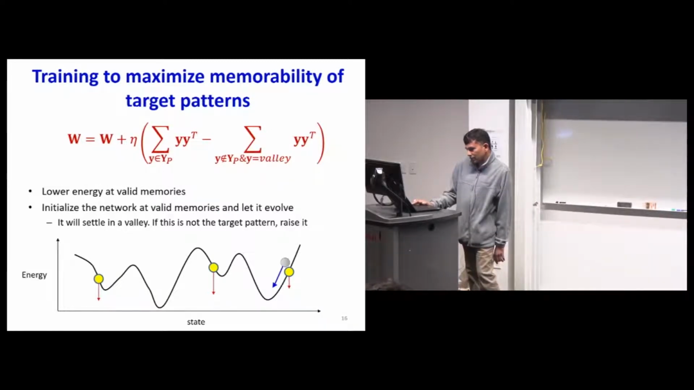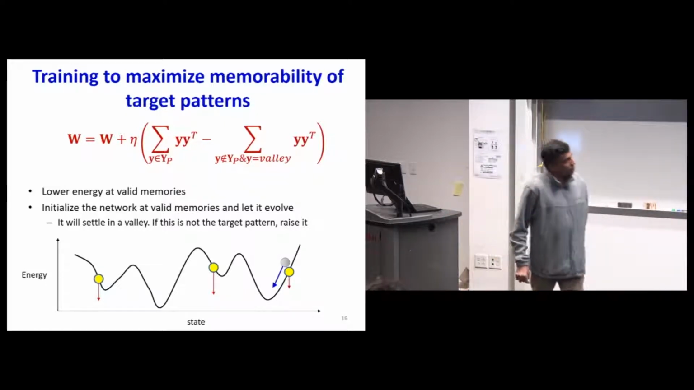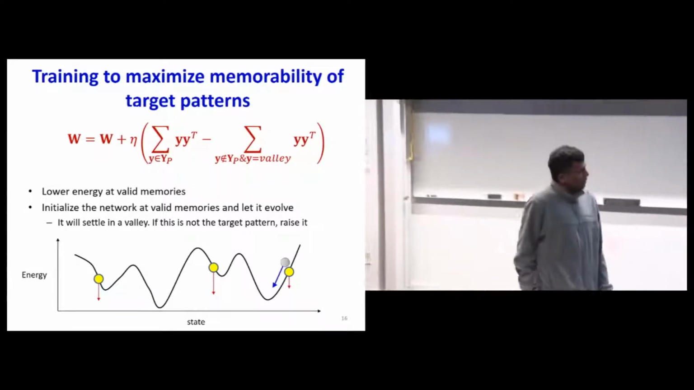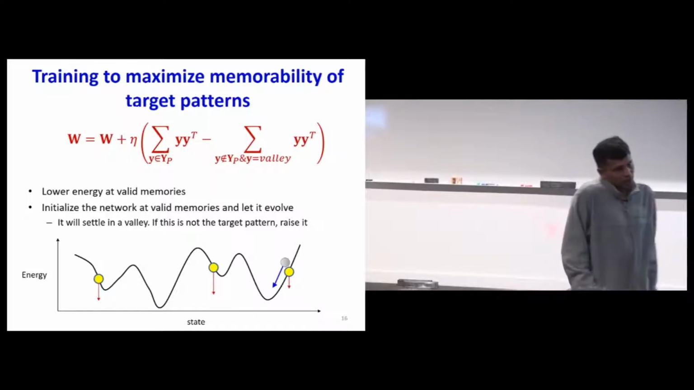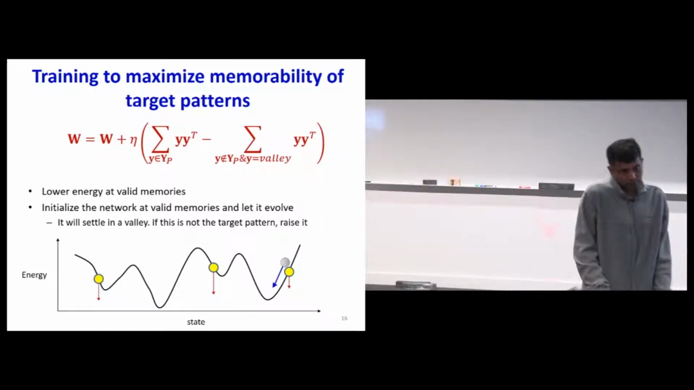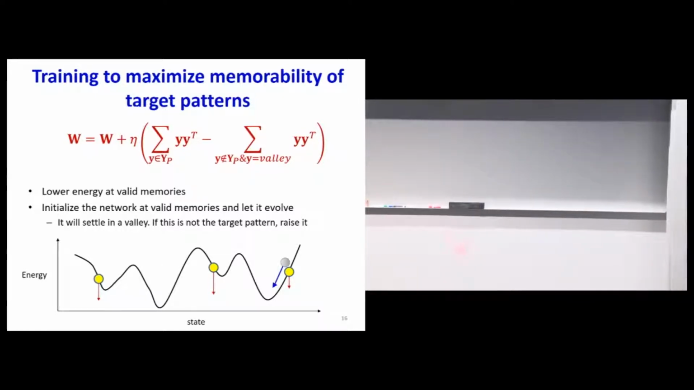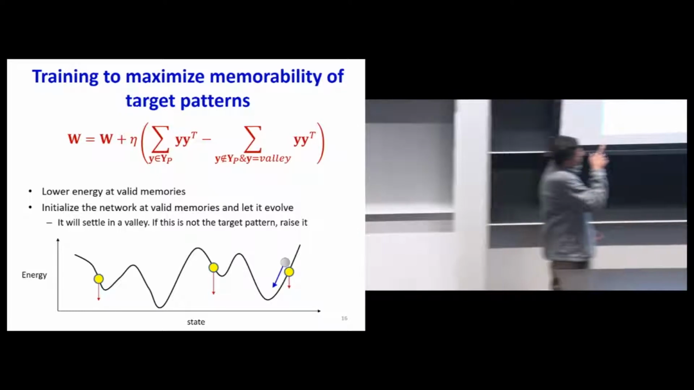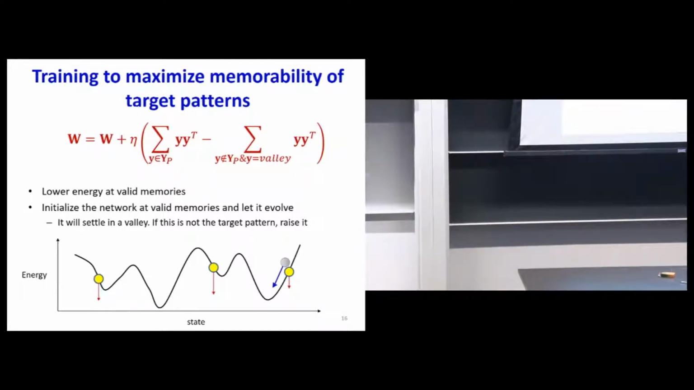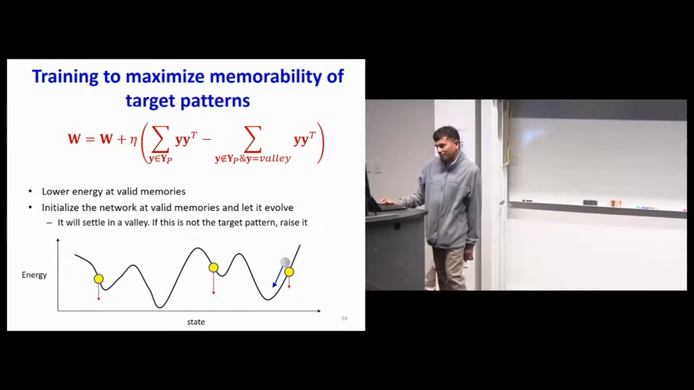So the overall behavior was something like this. You want to lower the energy at valid memories, so you want to pull down the yellow dots, and then you would initialize the network at each of these yellow locations, which are the patterns you're trying to store, let it evolve, and when it evolved, the network would settle at one of these points, and those points you would try to pull up through the second term in the update rule. So all this we've seen.